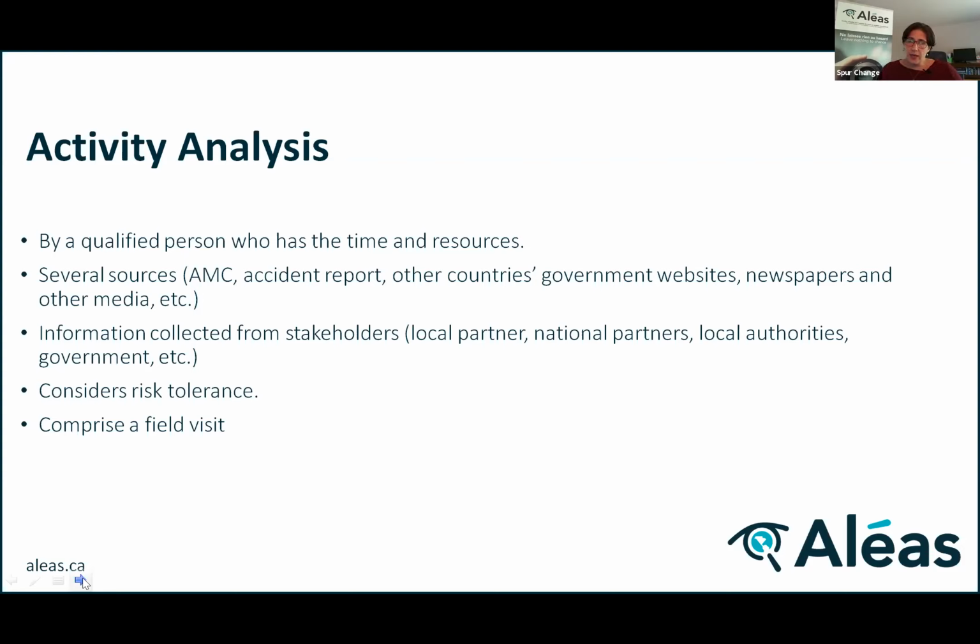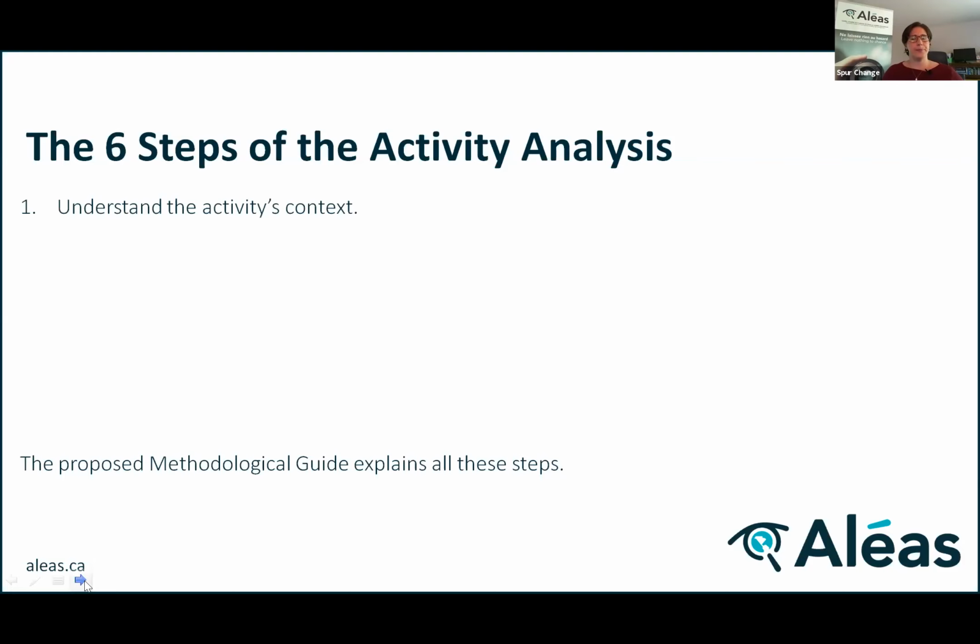When you do your activity analysis, you want to consider your risk tolerance. So remember, we talked in Module 1 about the importance of having a governance document. That's very important because that's where you're positioning yourself as an organization with regards to your risk appetite. And that's the foundation of your decision-making process that we're going to go through in this module. And an activity analysis should comprise a field visit. So best practice would be to go down in the field and to identify threats and risks.